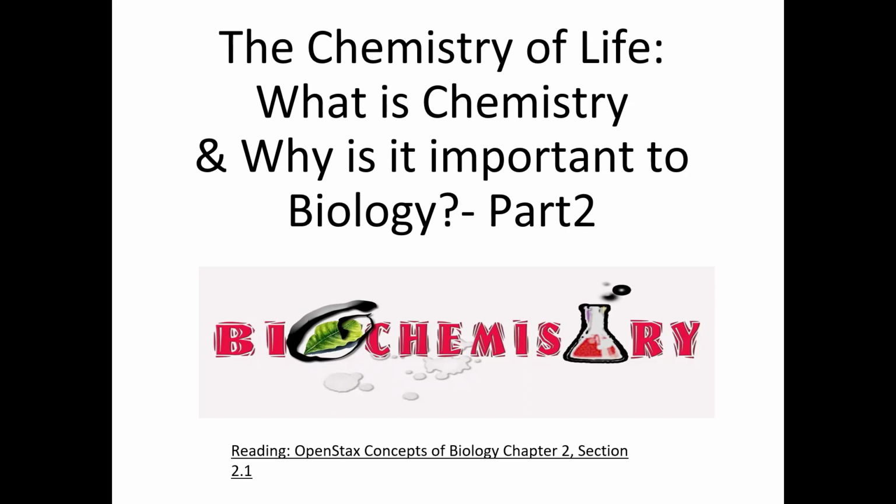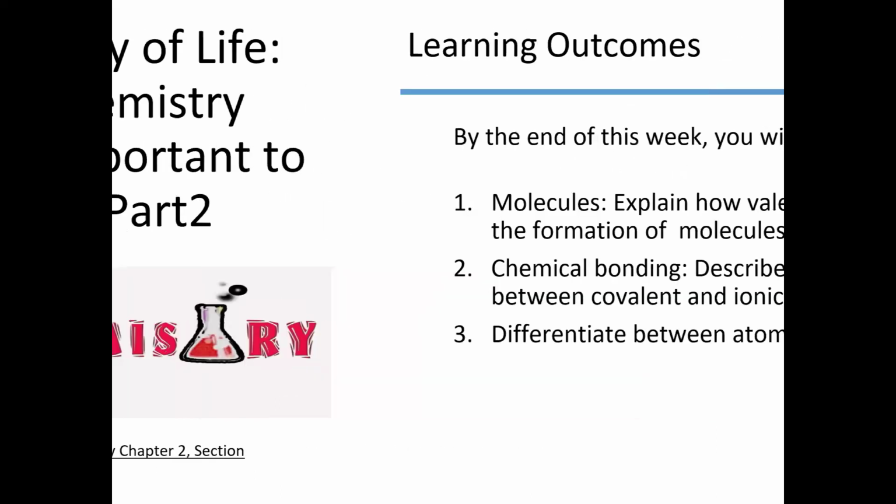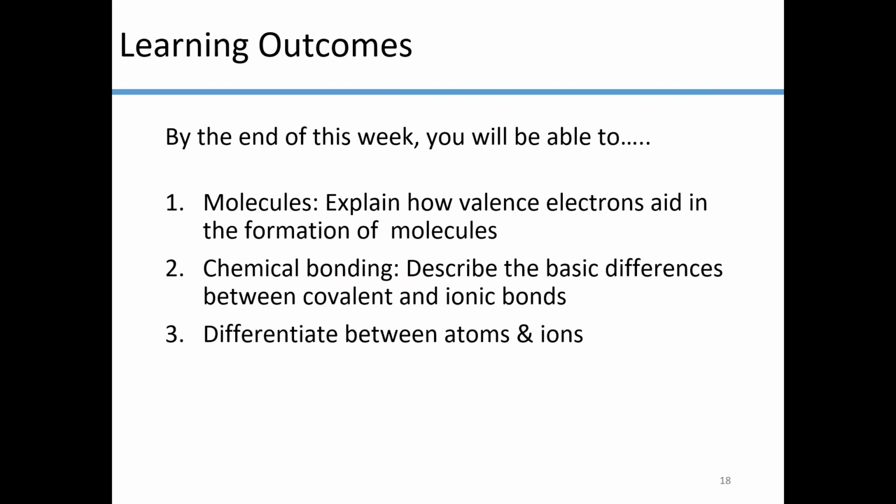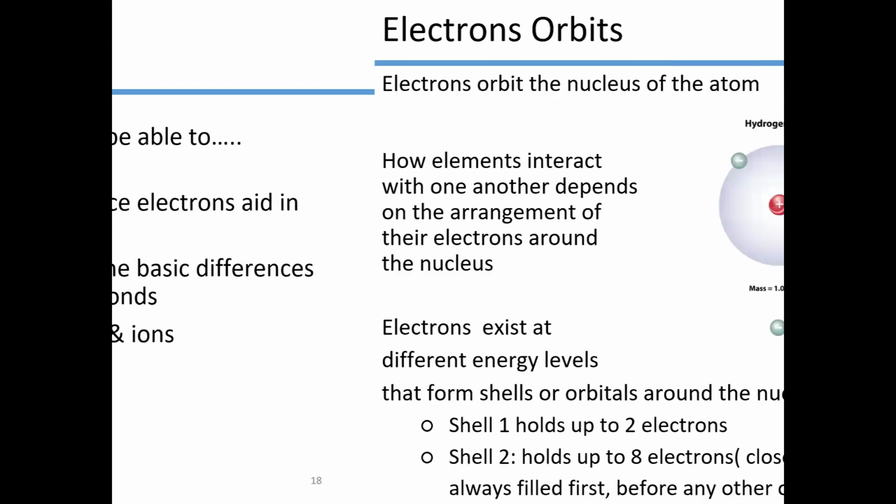What we're going to try to accomplish today in the lecture is identify specifically what molecules are and how we're going to form them on the basis of electrons either sharing or donating. We're going to be looking at chemical bonds, again differentiating between covalent and ionic bonds, and then being able to see the differences between atoms and ions. So let's go ahead and get started.